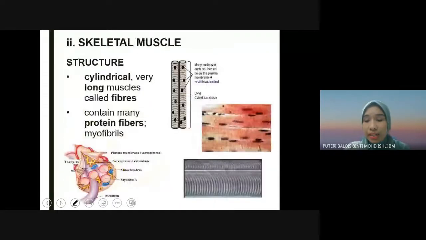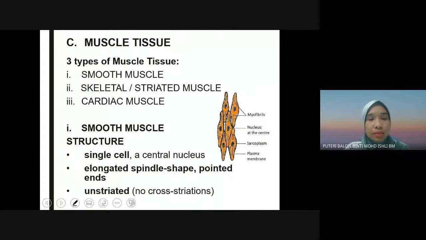Alright, another tissue, muscle tissue. Okay, muscle tissue is another one of the important tissue in animal tissue other than epithelial tissue. Okay, for muscle tissue, we have smooth muscle, skeletal or striated muscle, and then cardiac muscle. As I said, you need to know the structure, you need to know the functions.